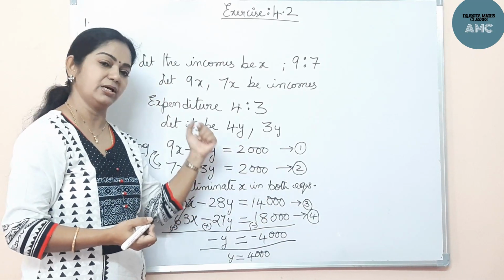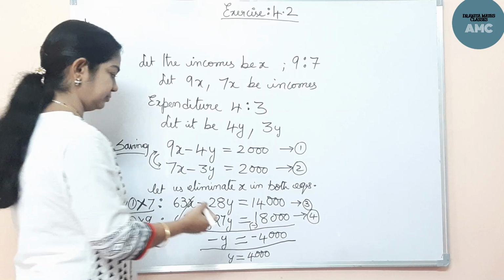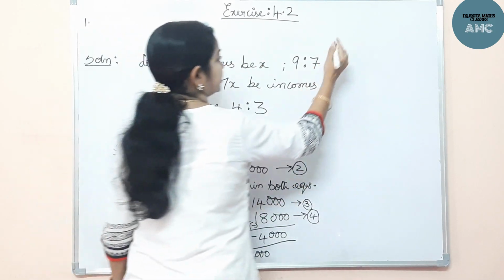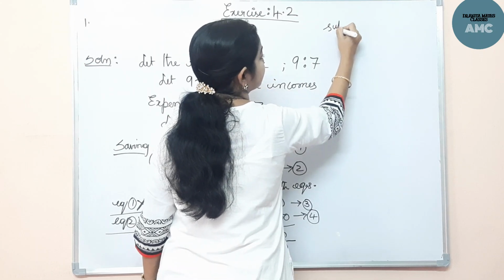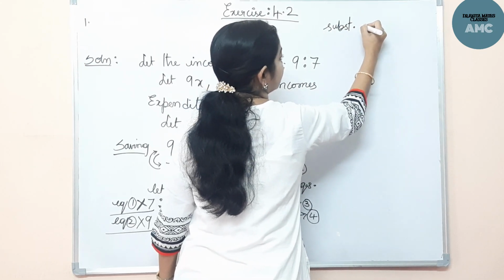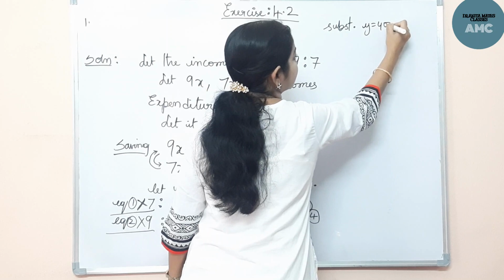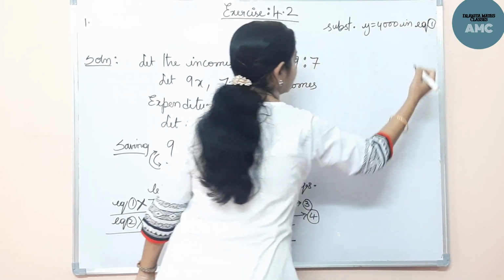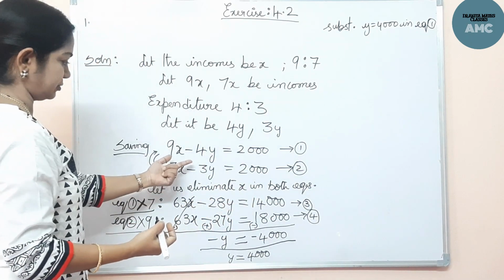Now we got y, that if you substitute in any of the equations 1, 2, 3, 4, any equations, you will be getting the x value. Okay, so let me take anyone. Let me take the first one. Substituting y equal to 4,000 in equation 1. 1 or 2 or 3 or 4, anything you can substitute.